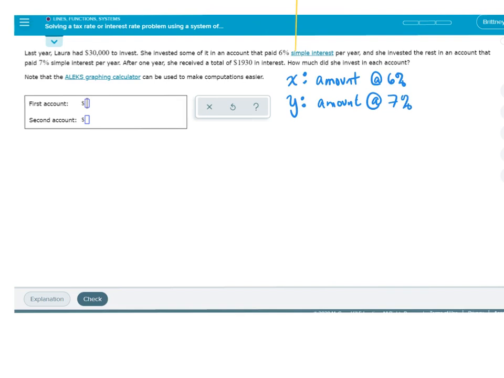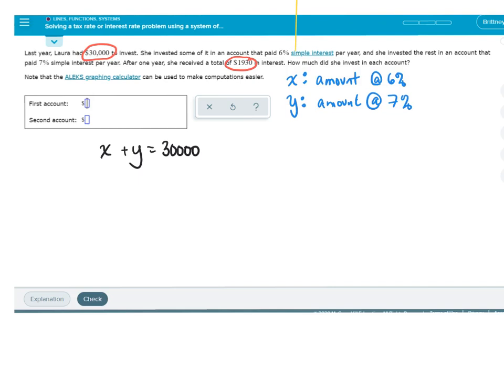Now we have two pieces of key information in this problem. There's a total of 30,000 and the interest I get is 1930, and it's just simple interest. So I'm going to try to set up two equations. The first one, since there's a total of 30,000, I'm going to take the amount I invest at the 6% plus the amount I invest at the 7%, and that's going to equal the total of 30,000.